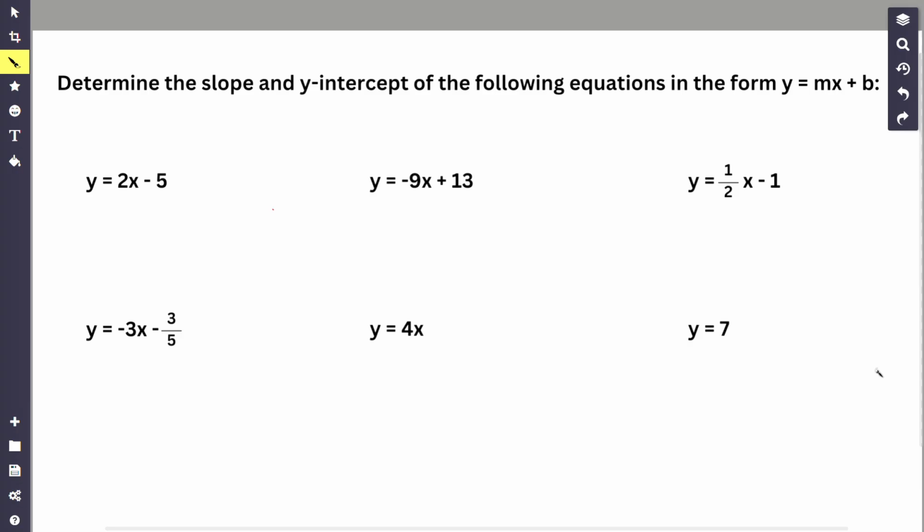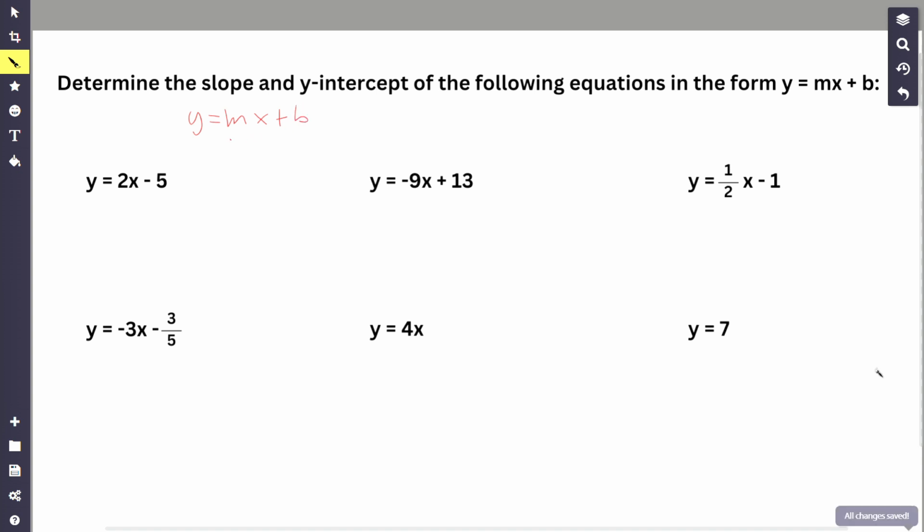So in this video, we'll be discussing how to determine the slope and the y-intercept of a given equation written in the form of y = mx + b. And this is what we call the slope-intercept form. Okay, let's start. So again, our equation is in the form of y = mx + b.